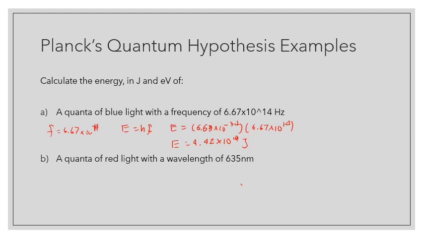Now to find this in electron volts, we would just do 4.42 times 10 to the negative 19 divided by 1.6 times 10 to the negative 19. This comes out to be 2.67 electron volts.